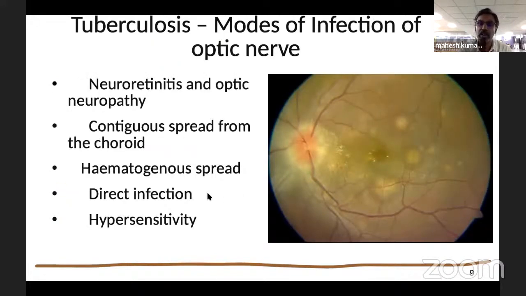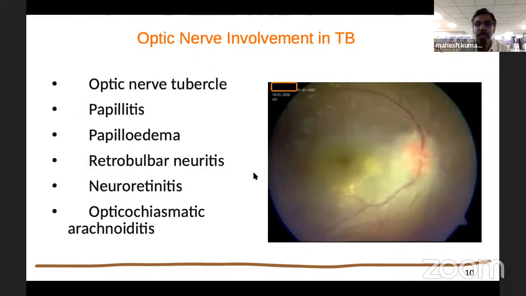Tuberculosis is one of the more common modes of infection of the optic nerve, and its manifestations could be neuroretinitis as well as optic neuropathy. It could be from contiguous spread from the choroid within, or a hematogenous spread, or a direct infection of the optic nerve, or a simple hypersensitivity reaction. You can see the choroidal tubercles here, as well as the optic nerve infiltration. In other instances, it can present as an optic nerve tubercle, such as this one, papillitis, papilledema secondary to raised intracranial pressure, or a retrobulbar neuritis.